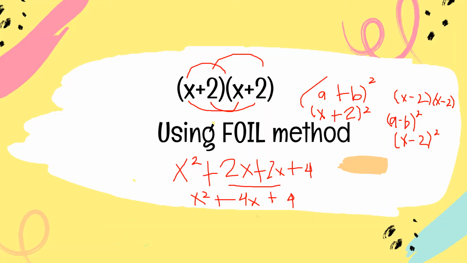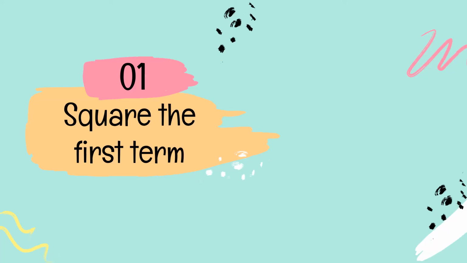So, let us see. Yan. So, the first thing that you are going to do is to square the first term. So, tandaan ninyo yung sagot natin kanina. Ang sagot natin kanina is x squared plus 4x plus 4. And let us see if we will arrive with the same answer.